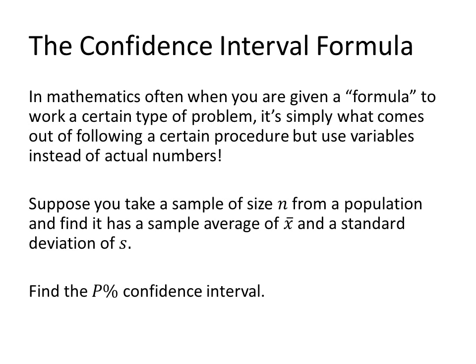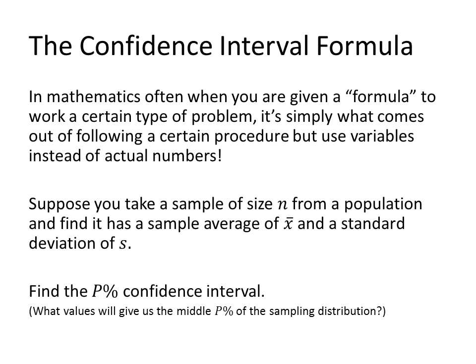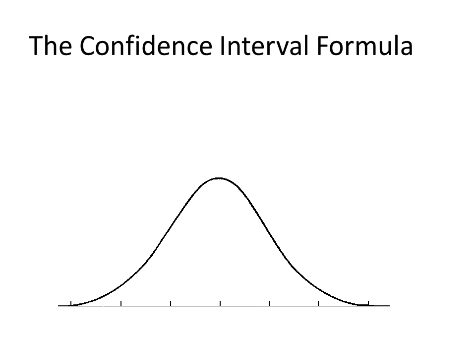Now, what we want to do is find the p% confidence interval. When dealing with confidence intervals, we can actually set the level of confidence. So a lot of times we'll be finding the 90% confidence interval or the 95% confidence interval or the 99% confidence interval. In this case, we're just going to leave that as a variable, the p% confidence interval. So the question that we really need to answer is, what values will give us the middle p% of this sampling distribution?